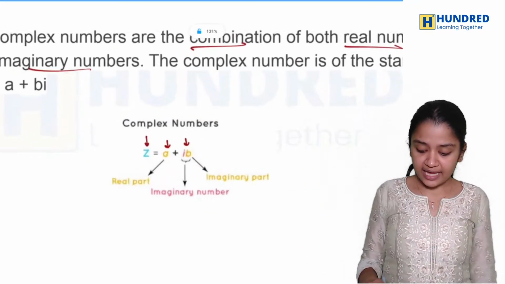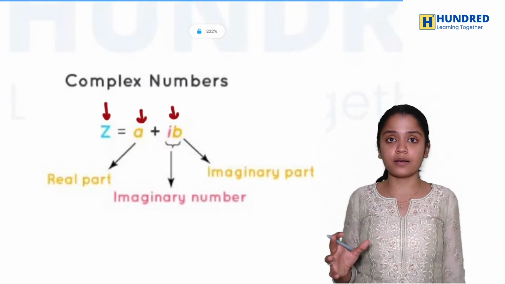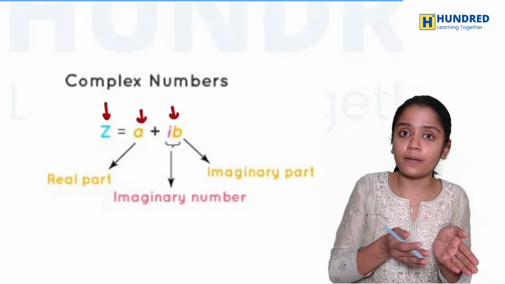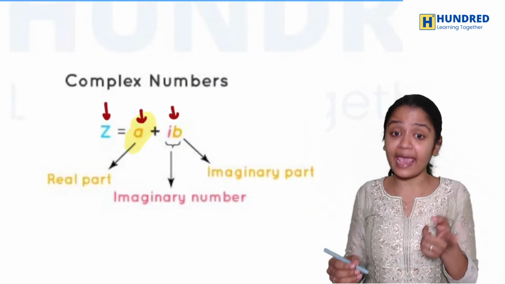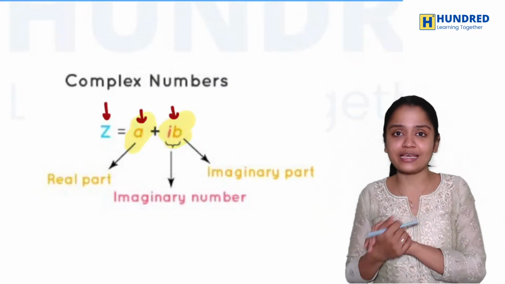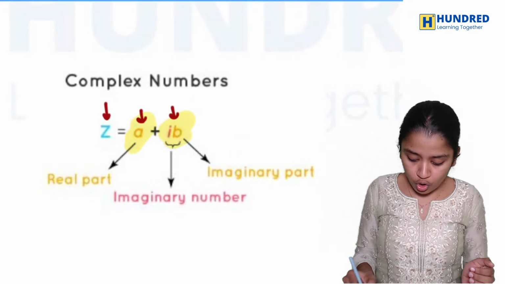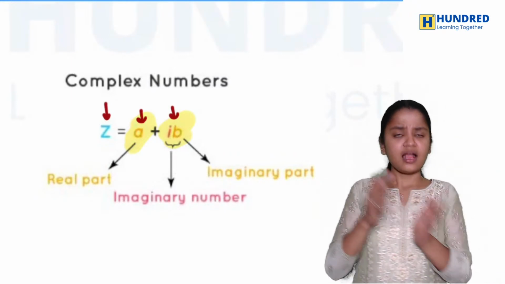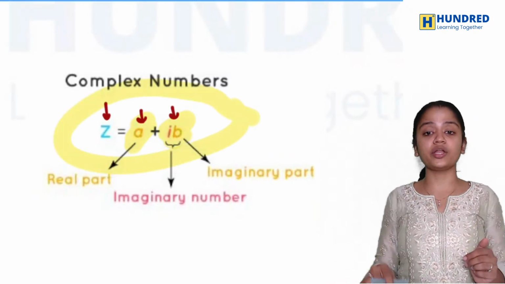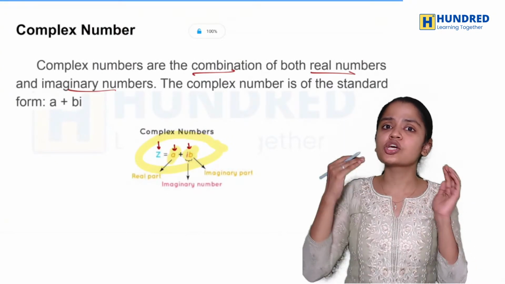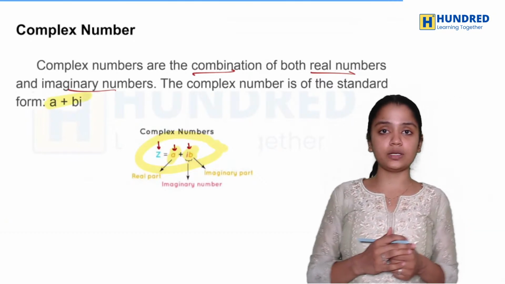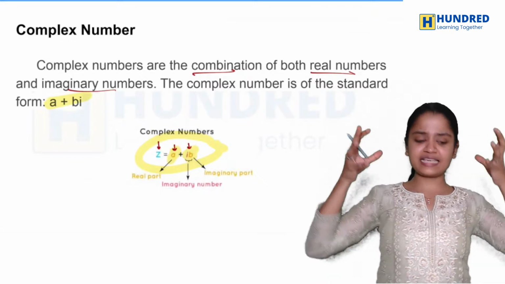Now, your complex number contains, as I already told you, both a real number and an imaginary number, right? So the real number I am naming as a, and the imaginary number I am naming as ib. So a is your real part, ib is your imaginary part. The whole thing, when you take it together, will be your complex number. So a plus ib will be your complex number. Just keep this as such.